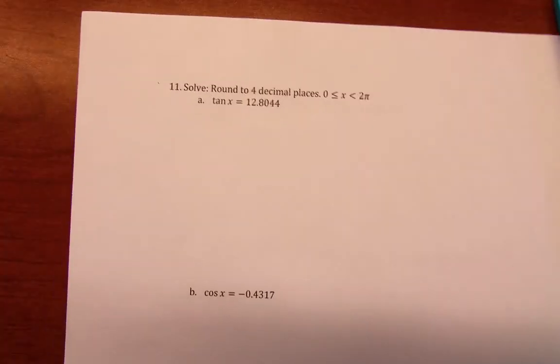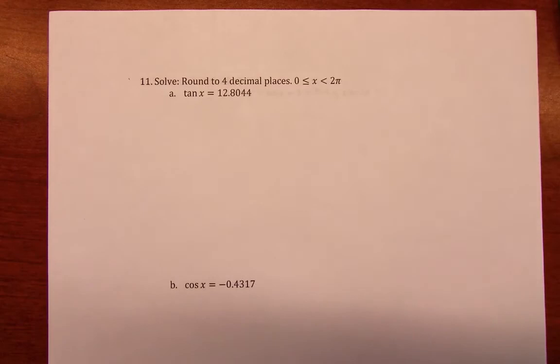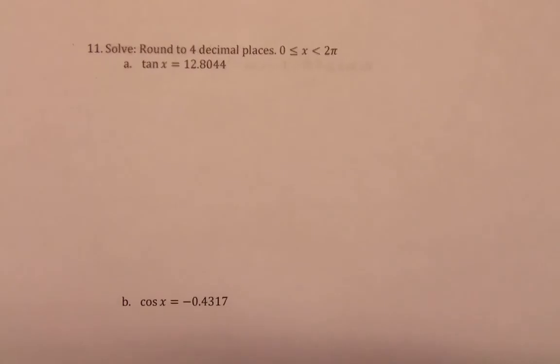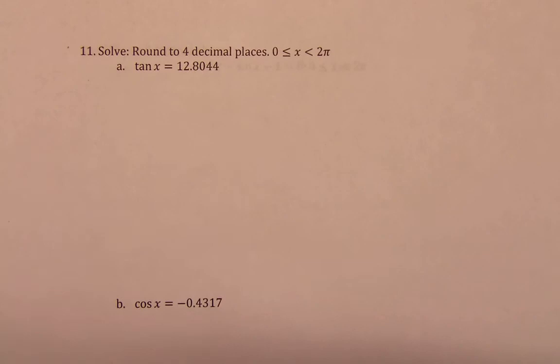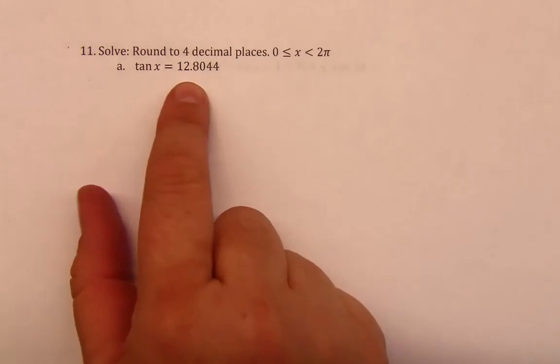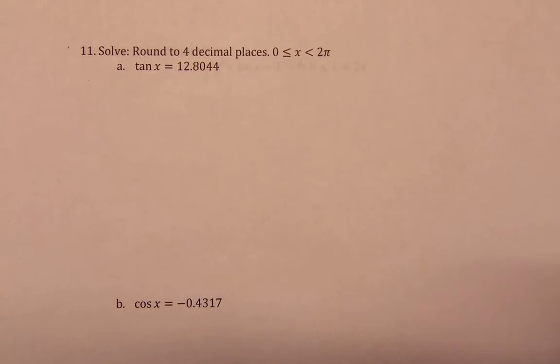So we've got a couple examples here, and these you're going to need your calculator for. So I'm going to zoom in again, and we are talking 0 to 2 pi again. So it says round to 4 decimal places, and we're given this equation. So what we need to do here is use our calculator, and this value right here, there's no degree or anything like that.